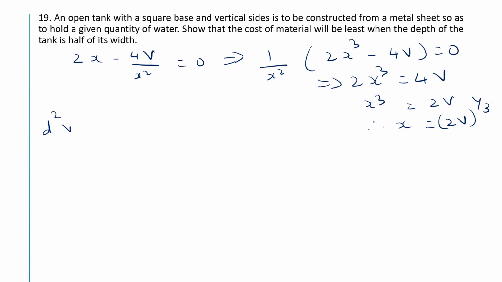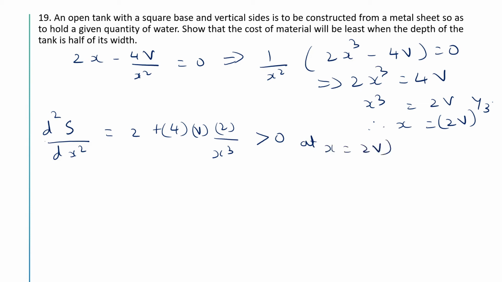Then let us find d square S by dx square. So this is equal to 2 plus 4V into 2 by x cube. This is greater than 0 at x is equal to 2V the whole raised to 1 by 3. Therefore, x is equal to 2V the whole raised to 1 by 3 is a point of local minima.